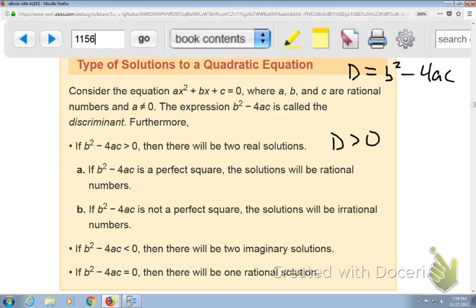Well, think about it. We have in the formula plus or minus the square root of that discriminant, right? So if it's a positive number, you wind up getting plus or minus 2 different square roots, right? So you will get 2 unequal real solutions. They will be real. Now, within that, we have something to talk about, but let's skip ahead.